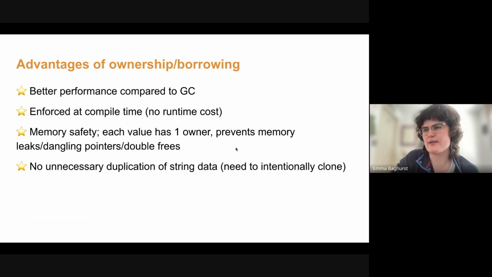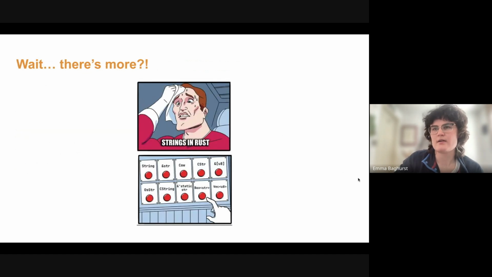It's also very memory safe because each value has one owner, and as I previously mentioned, prevents all these different problems. There's also no unnecessary duplication of string data. You need to intentionally clone something, which in other languages isn't the case. So you might have heard that actually there's loads of different string types, lots of which I don't understand yet. You've got these weird smart pointer things. So I haven't covered any of them. I just went for the two most common, but there is a lot more to it.